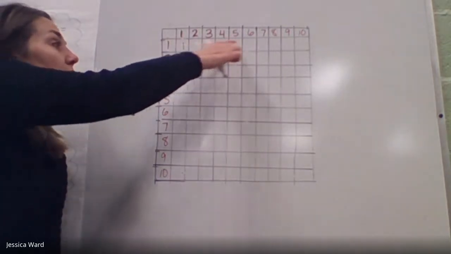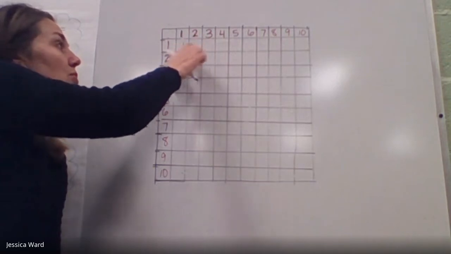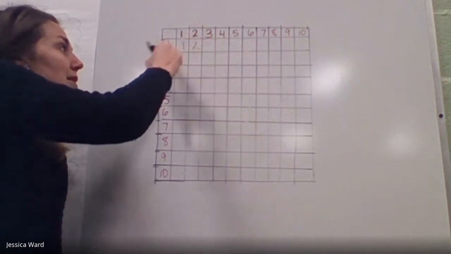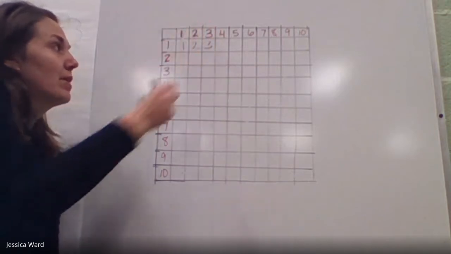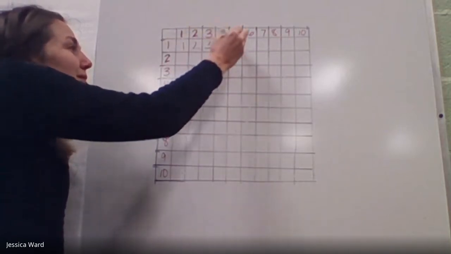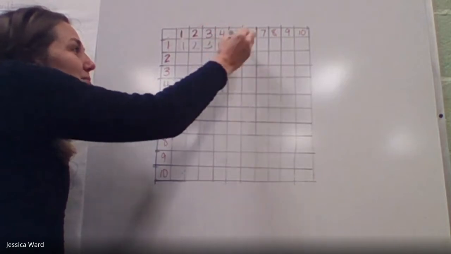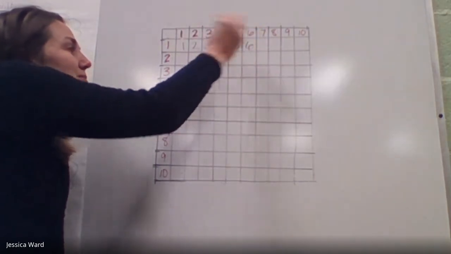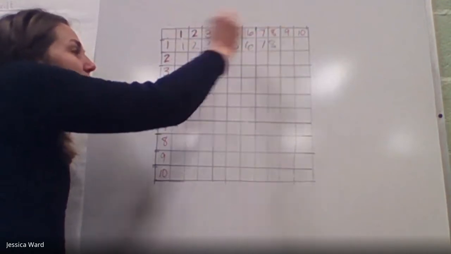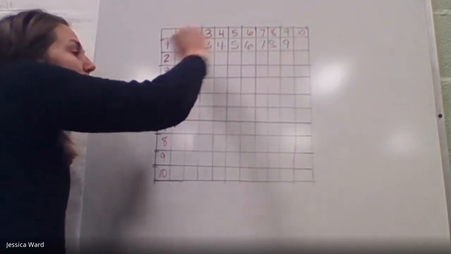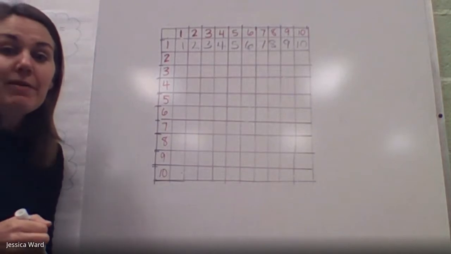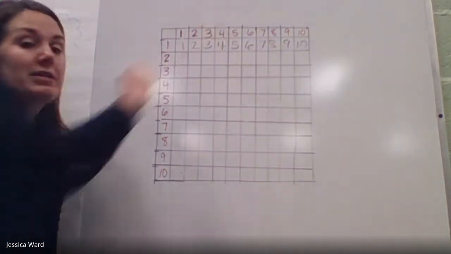Now, if I move along my edge this way, I have 2 times 1. 2 times 1 is going to be 2. 3 times 1, 3. 4 times 1, 4. 5 times 1, 5. 6 times 1, 6. 7 times 1, 7. 8 times 1, 8. 9 times 1, 9. 10 times 1, 10. Okay? So now I've filled in that first row under my top row of numbers.